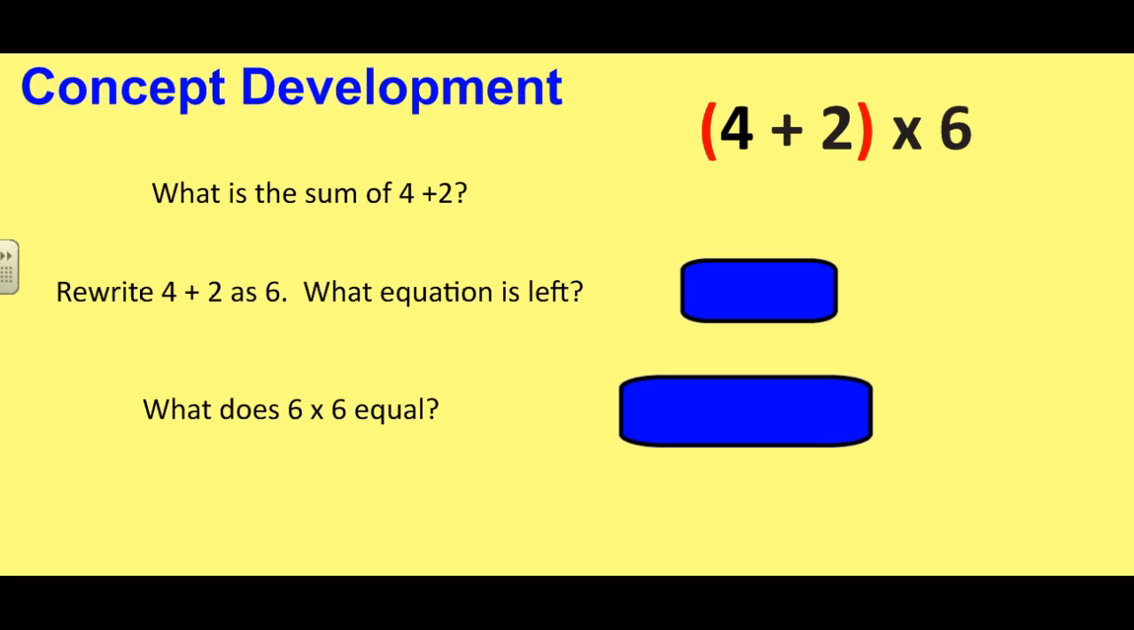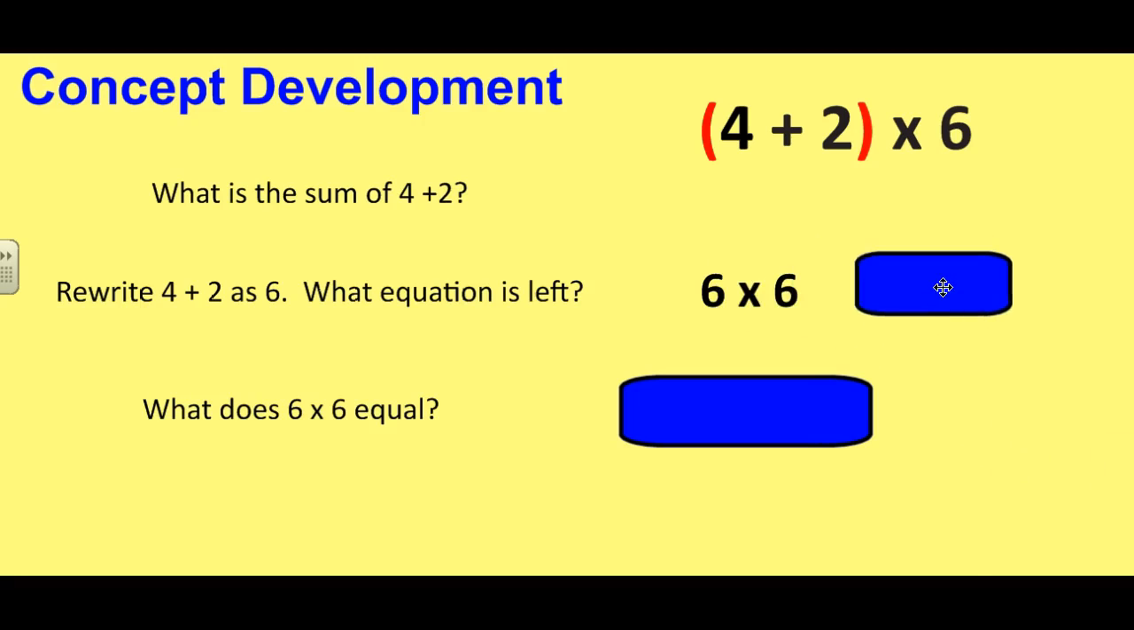And then what do we have left from the equation? 6 times 6 is what you should have now, because we took the 4 and the 2 together and that made 6. And I want you to notice that our parentheses are gone now. We did the 4 plus 2, so we don't have to include the parentheses anymore.